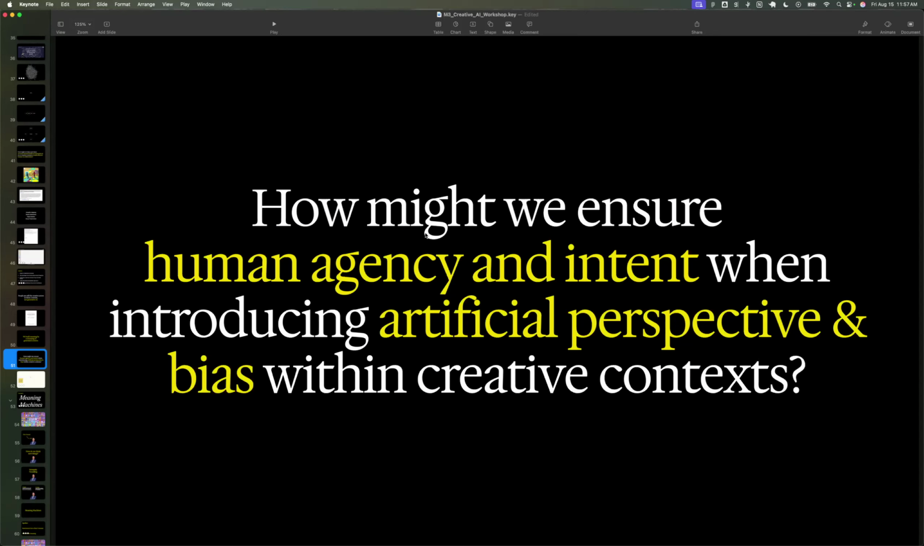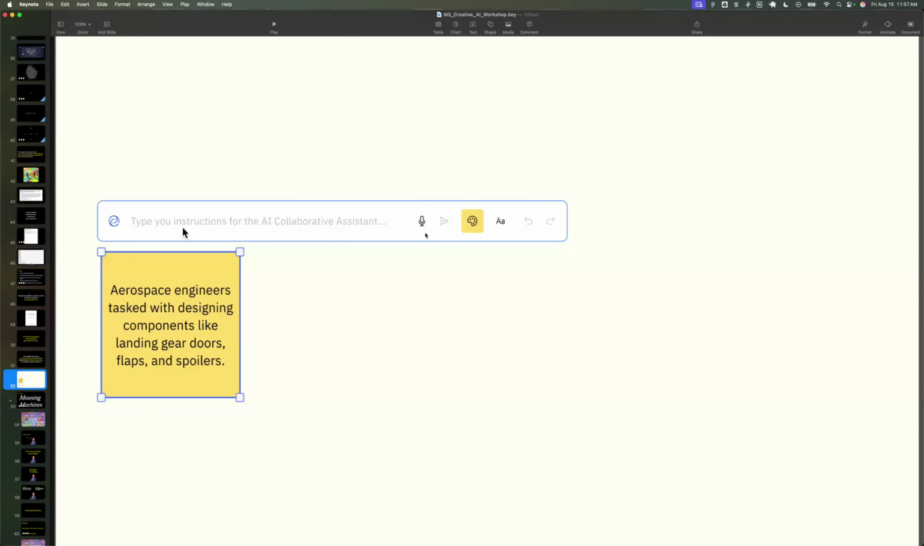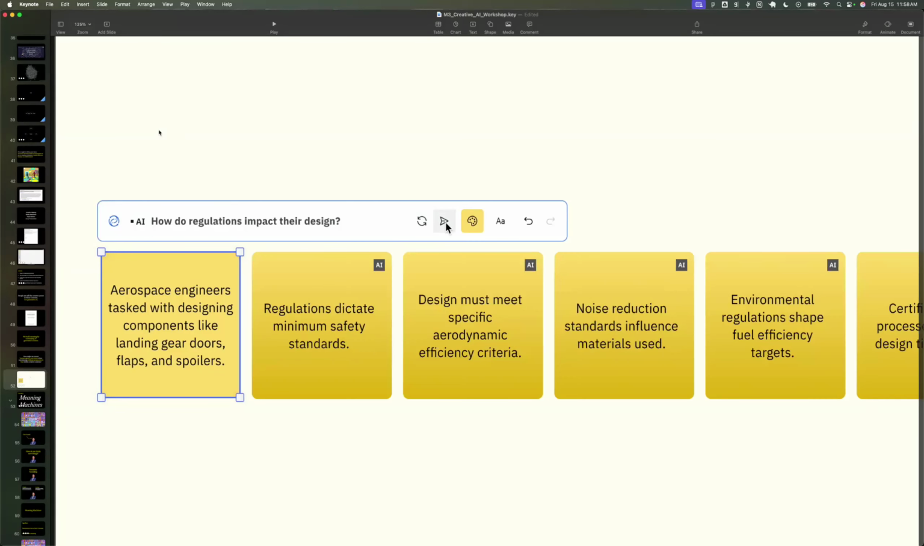the question kind of became, how might we ensure human agency and intent when introducing artificial perspectives and bias? So when we're thinking about expanding on ideas or subjects, when we integrate AI, now we might want to use something that just takes a subject matter and produces things for us to react to, instead of using it as a means to replace certain creative functions. So within the context of design thinking, and I mentioned this last week, I do know design thinking is a flawed practice.